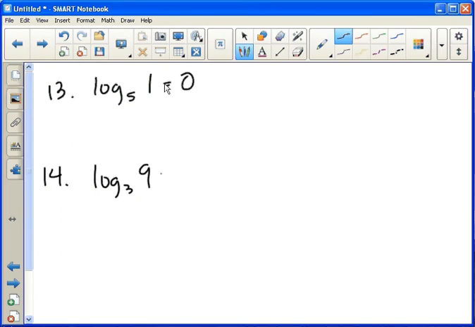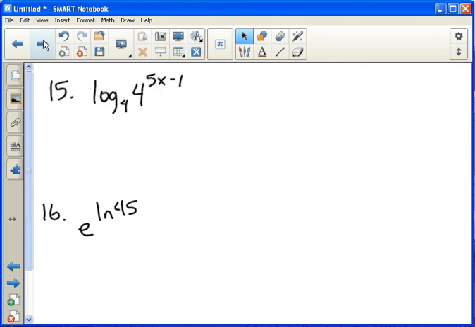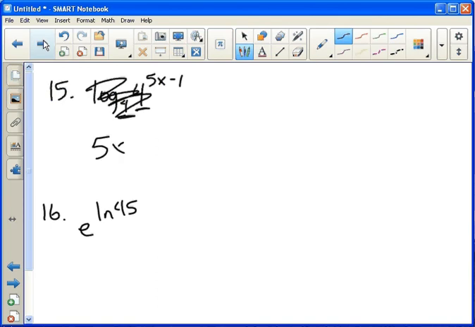Point here is to make sure you see that things can cancel out. Anytime these two numbers match, everything cancels out, leaving just the exponent, 5x minus 1. Also, e and natural log cancel each other out, so it just leaves the answer of 45. Okay, we're getting close, ish.